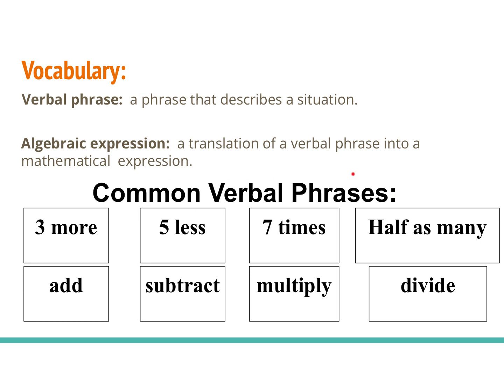These are just some common verbal phrases. It's not necessarily true every time you see it, that doesn't mean it's 100%, but most of the time when you see like "more," it means to add. When you say "5 less," that means that I'm going to subtract 5. Or if it says "7 times," I'm going to multiply. "Half as many" would be to multiply by half or to divide by 2.